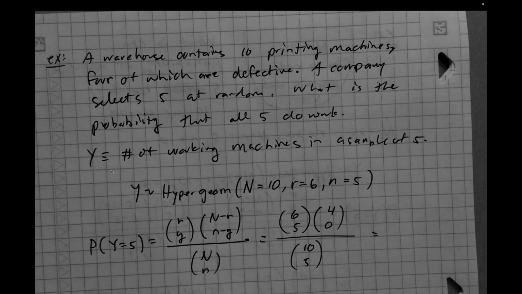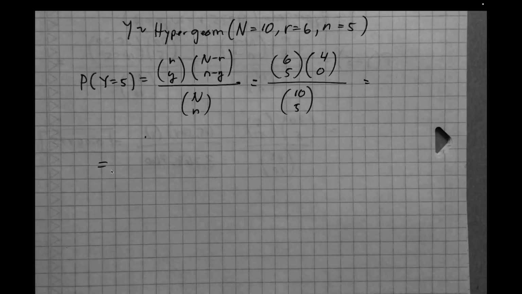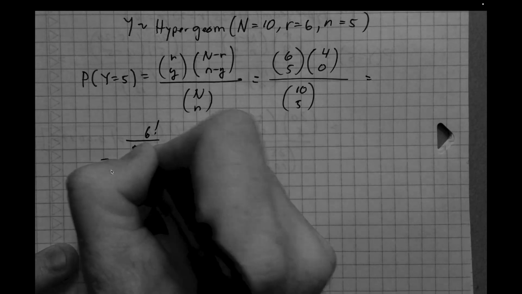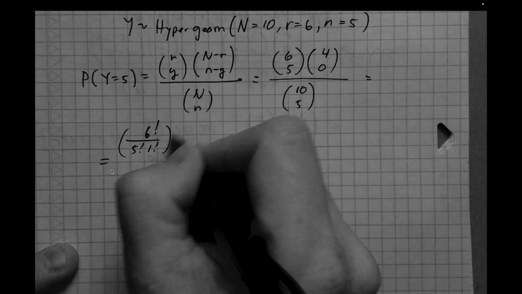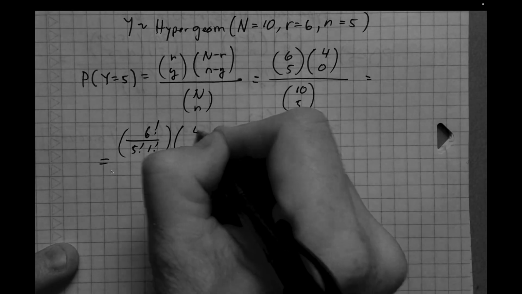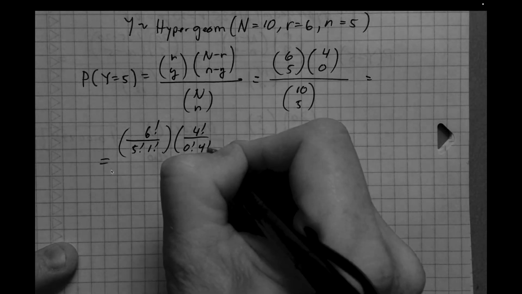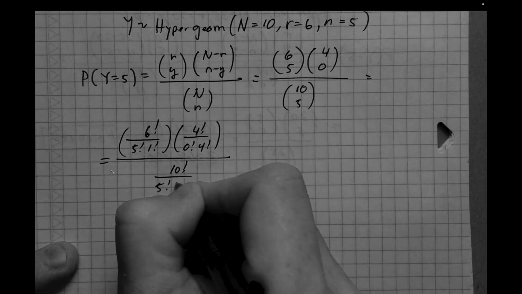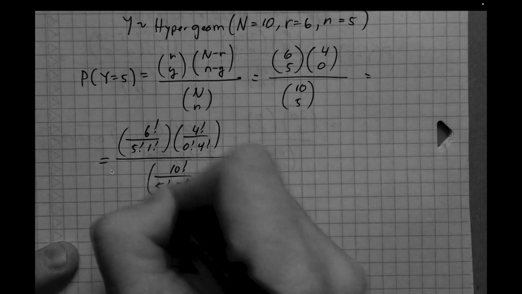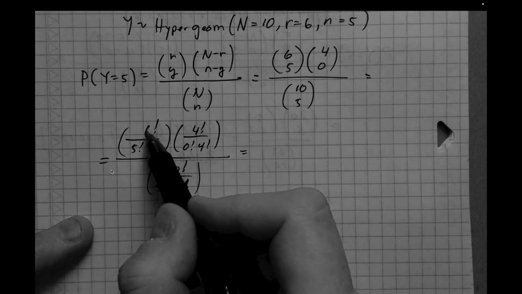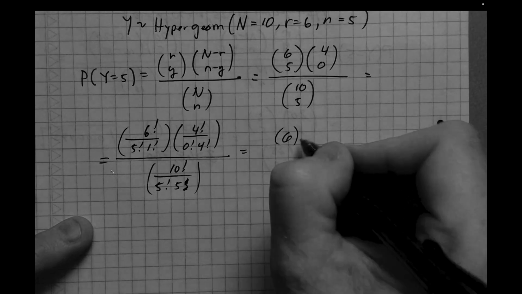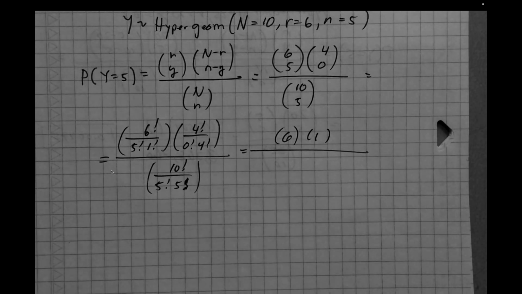So let's go ahead and actually work this one out. We've got 6 factorial over 5 factorial, 1 factorial, times 4 factorial over 0 factorial, 4 factorial, all divided by 10 factorial over 5 factorial, 5 factorial. Up top, the 6 factorial and the 5 factorial cancel, and I just have a 6 there. And then of course, this is just 1. So there aren't many ways to do this.